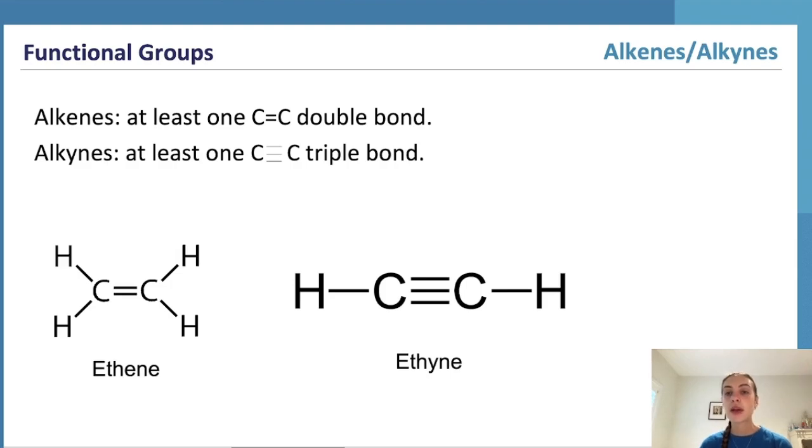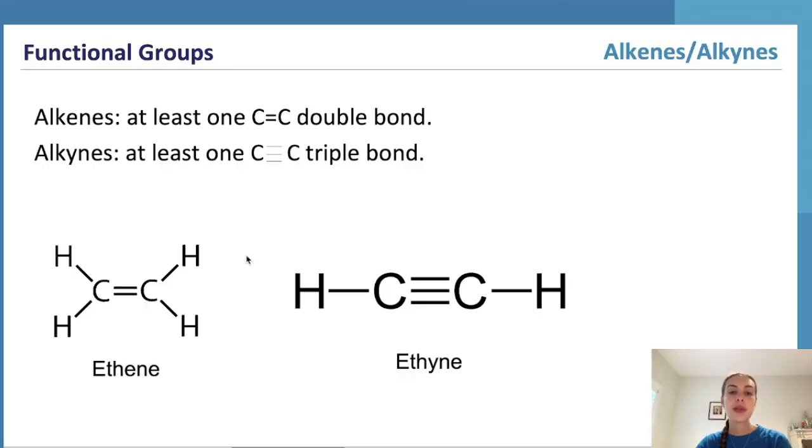Next, we want to look at alkenes versus alkynes. So alkenes being our double bonded carbons, so at least 1 double bond between the carbons, and alkynes being at least 1 triple bond between carbons. So for example, we can contrast ethene and ethyne. Ethene being a double bond between the 2 carbons of the molecule, and ethyne being a triple bond between the 2 carbons of the molecule.